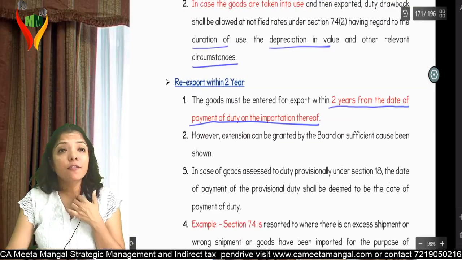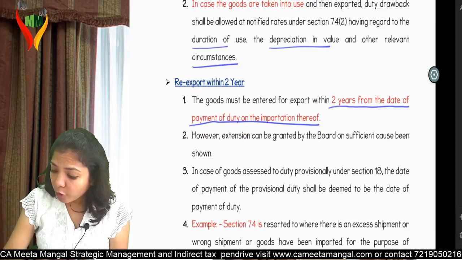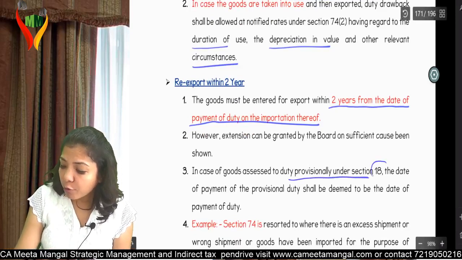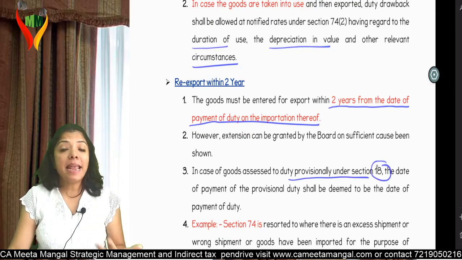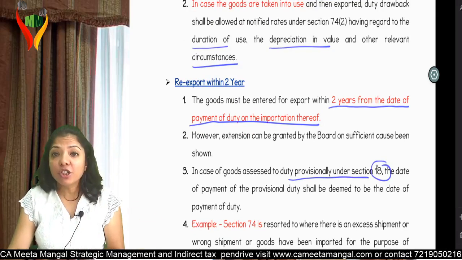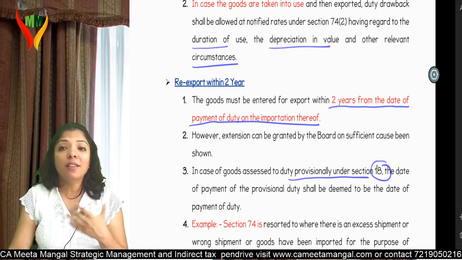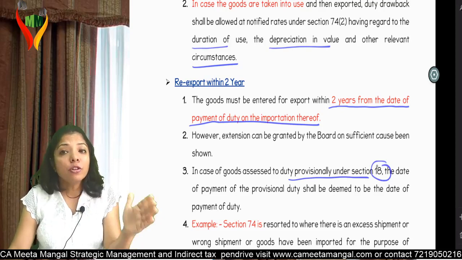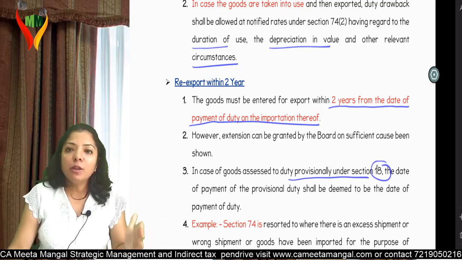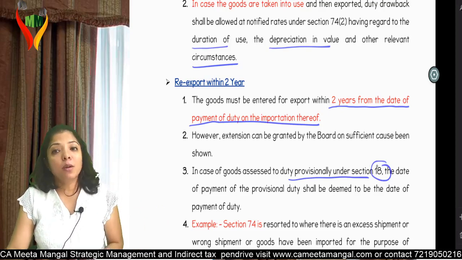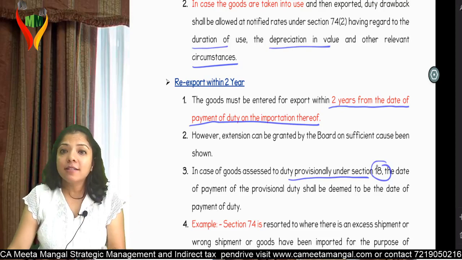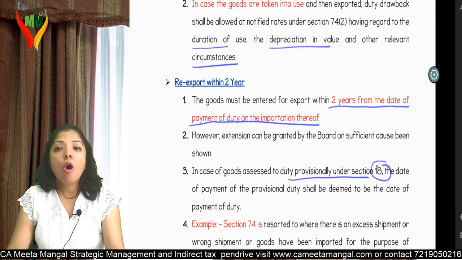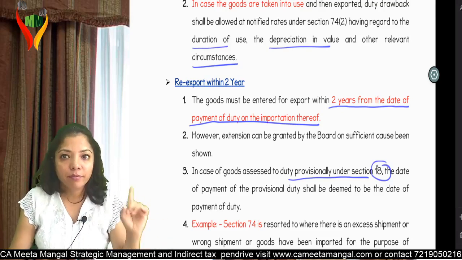Next, in case of goods assessed to duty provisionally under section 18, provisional duty, you already know provisional means at the time of submitting bill of entry, I was unable to identify the value or the rate. So I went to the department. I said I am unable to identify the duty. So the department said, okay, as of now you pay provisional duty. Then we will do your final assessment and then you pay the balance, or we'll give you the refund, as the case may be. Section 18.